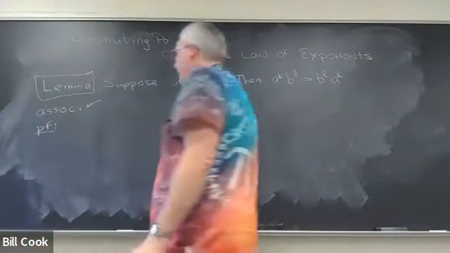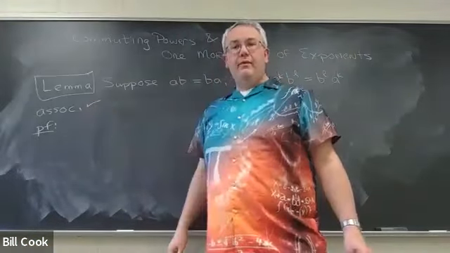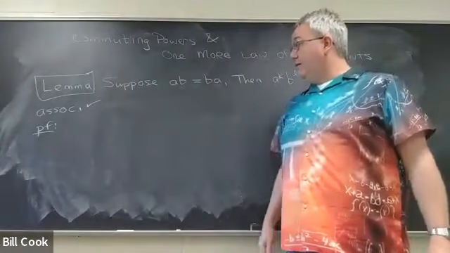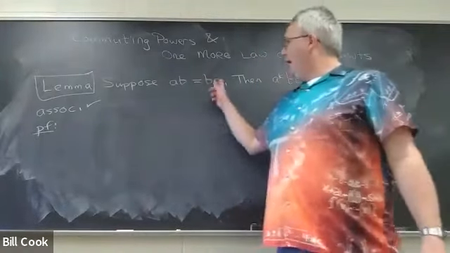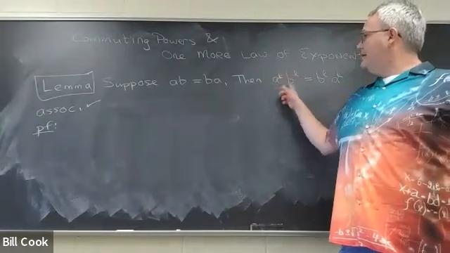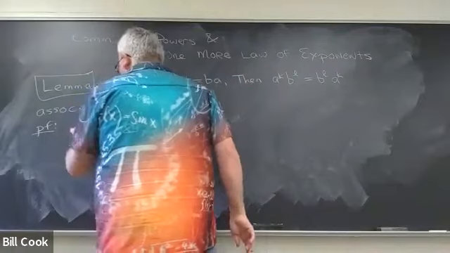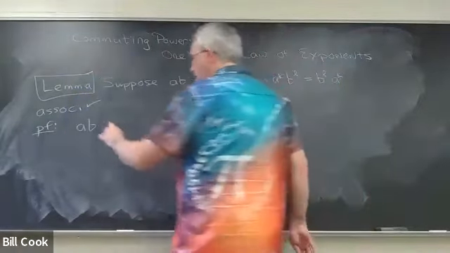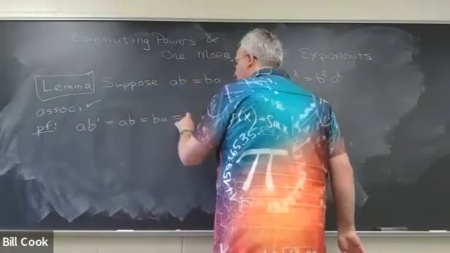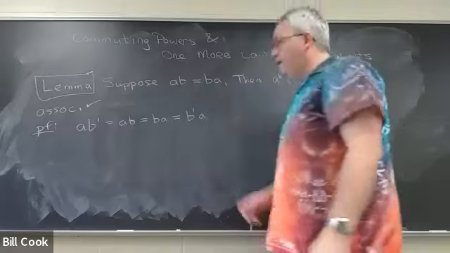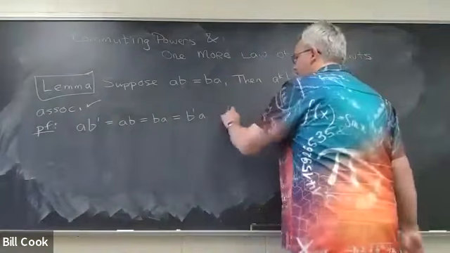Okay, proof. And by the way, that's for positive exponents. If we want to deal with other exponents, we're going to have to add on a few assumptions. So let's do that in stages. First of all, suppose that A and B commute. Now let's show that A and powers of B commute. Well, AB to the first is AB, which is BA by hypothesis, which is B to the first A. So what I just showed is that A commutes with the first power of B. That's my base case.